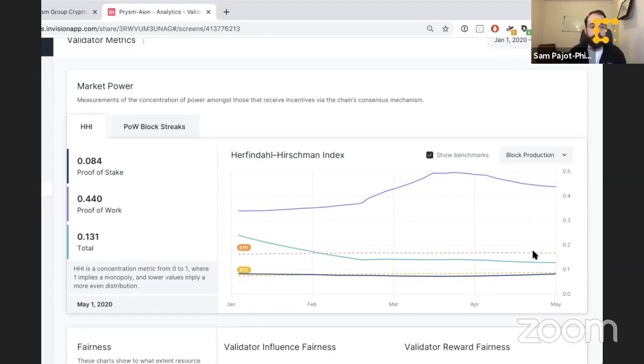So that was the design of Unity. Unity is an alternating consensus mechanism where every second block is proof of stake. So one proof of work, one proof of stake. And I think this graph just shows the outcomes of that.